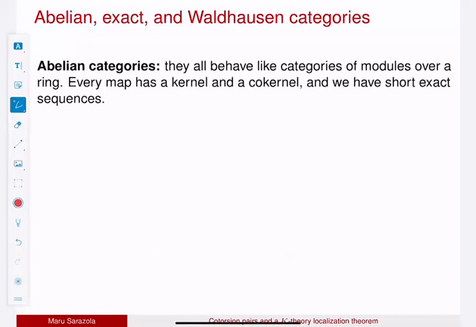Now, since the type of structure that we have is quite relevant to the problem, let me just remind you a bit what the difference is between abelian and exact and Waldhausen categories. So abelian categories are categories that behave like categories of modules over a ring. And the important features that I want to highlight is every map has a kernel and a co-kernel, and we have short exact sequences.